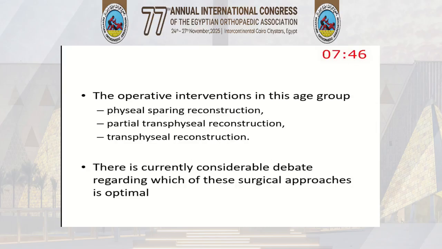So the operative intervention in this age group includes physeal sparing reconstruction, partial transphyseal reconstruction, and transphyseal reconstruction. There is currently considerable debate regarding which of these approaches is optimal.